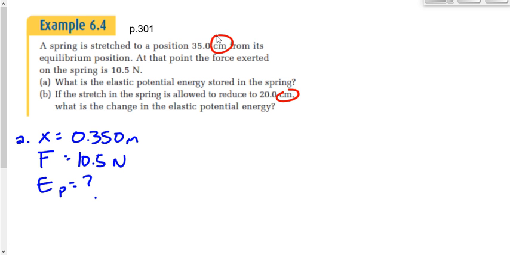Ideas? Everybody's got a place to start. A little bit harder than that last one that I was talking about, but we're going to start with this. Caitlin, what do you want to do with this? What's one thing that you want to try at least?